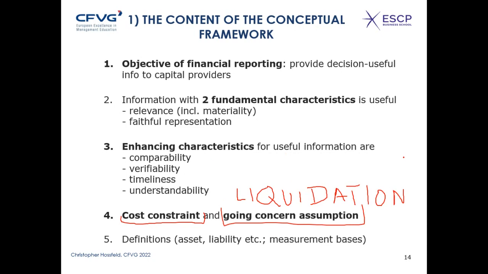Liquidation mode means that I think it is likely that the company will not survive and therefore in the near future I need to liquidate it, which means basically stop operating, sell all the assets, reimburse all the people and go home. What do you think that could change compared to a going concern assumption?